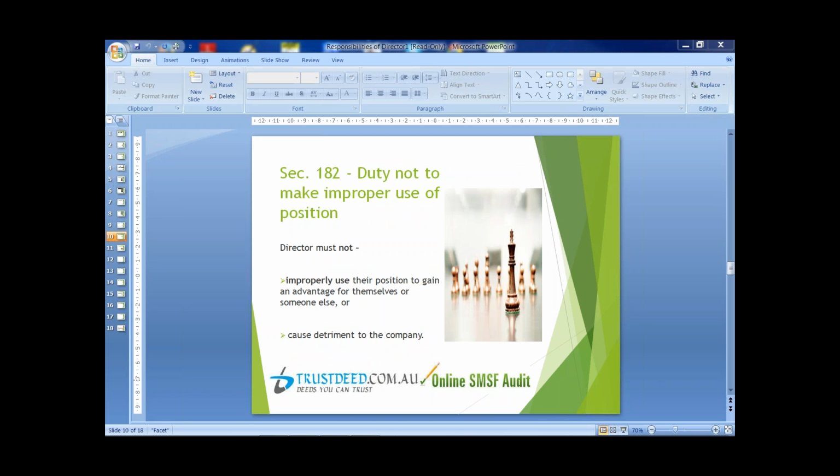Section 182 provides that director of a company must not improperly use their position to gain an advantage for themselves or someone else or cause detriment or damage to the company. There is a breach of director's duty if director acts with intention for obtaining any advantage or causing damage to the company, regardless of whether the benefit or damage actually occurred. So even an action with an intention to gain advantage or cause damage to the company will result in breach of duty and result in severe consequences.